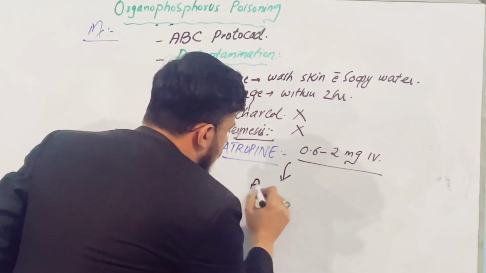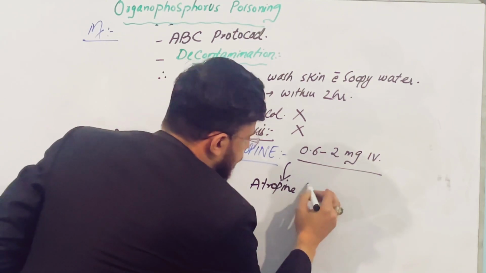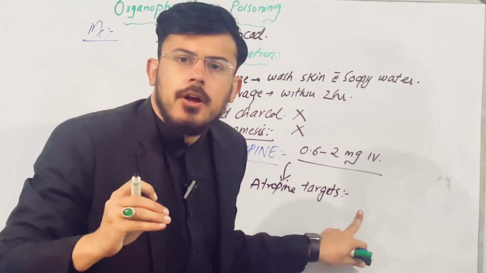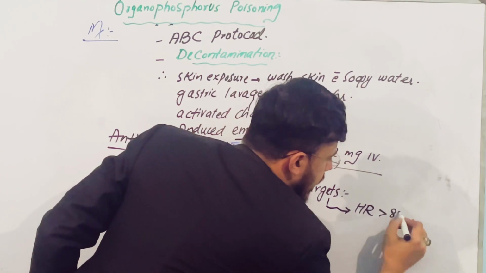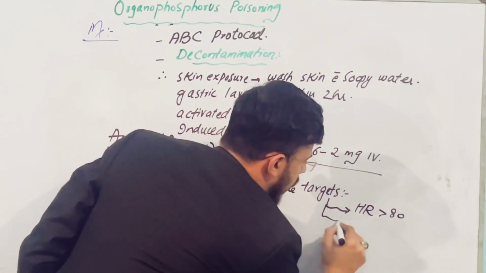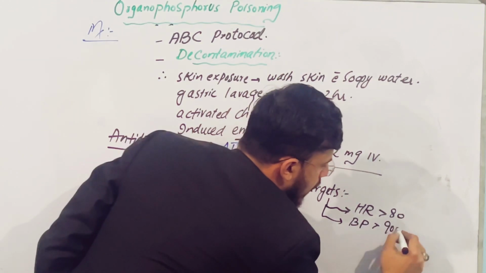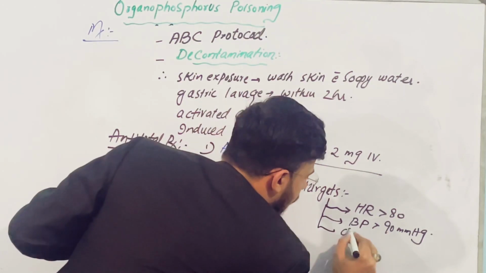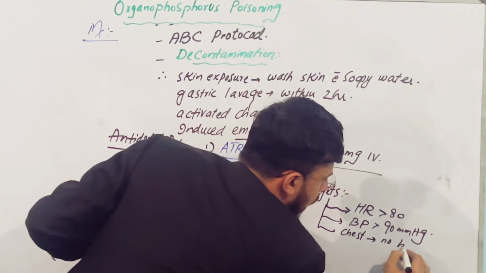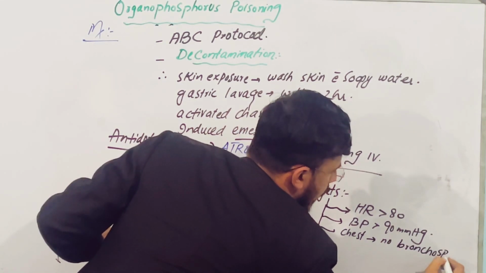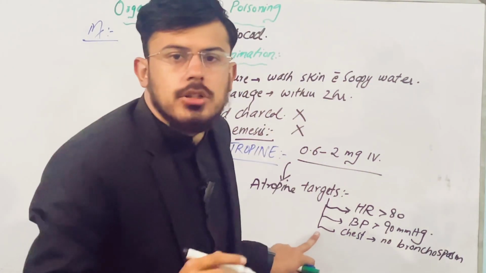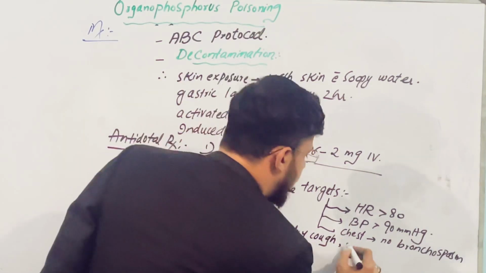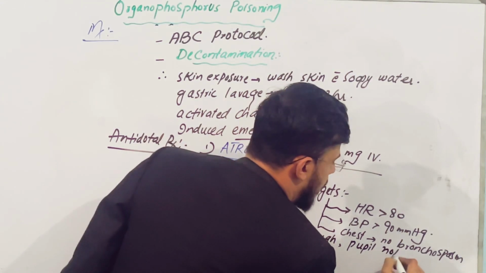What is the atropine target? The atropine targets consist of 5 important points: heart rate more than 80, BP more than 90, and in the chest there is no bronchospasm. The fourth is dry axilla, and the pupil is not pinpoint.